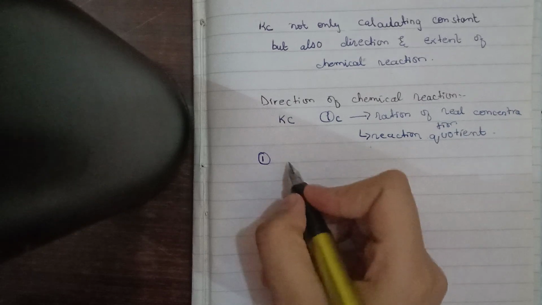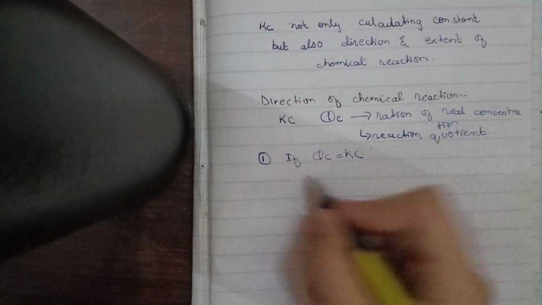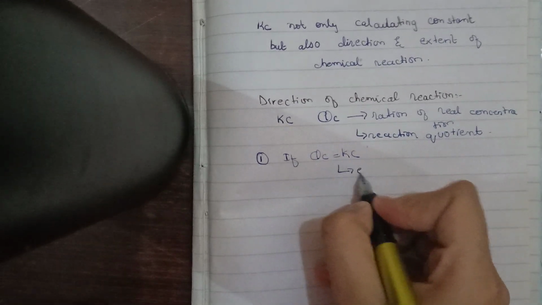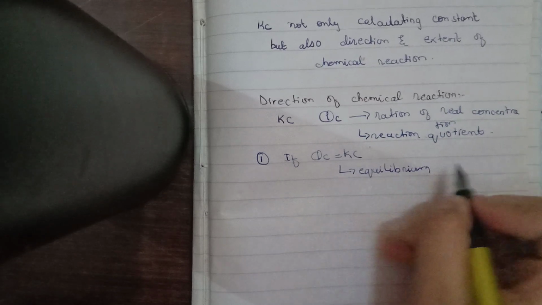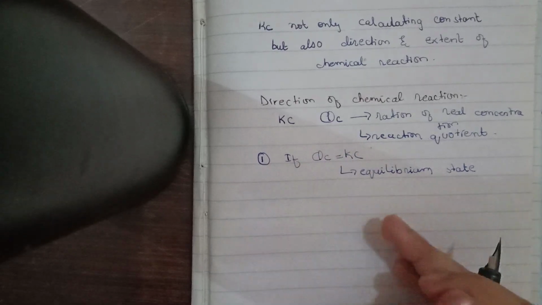Alright, so let's compare these, and by that we can get the direction of the chemical reaction. First of all, if Qc is equal to Kc, when both sides are equal, what is it called? It is called equilibrium. So this is the equilibrium state, when both Qc and Kc are equal.